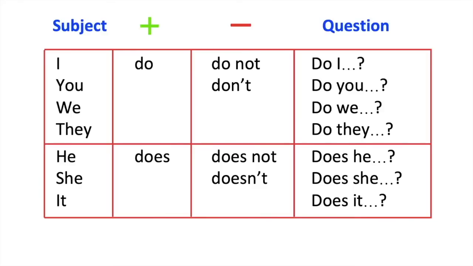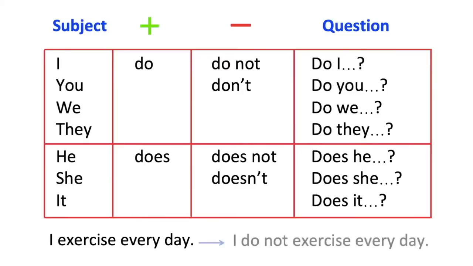It's important to note that we don't always need to use do or does when forming positive sentences. For example, I exercise every day. Here we have the main verb, which is exercise. When forming the negative, I would say, I do not exercise every day. So here I have the subject, I, followed by the helping verb, do, and the main verb, which is exercise. So in this case, do is a helping verb because it's helping the main verb.